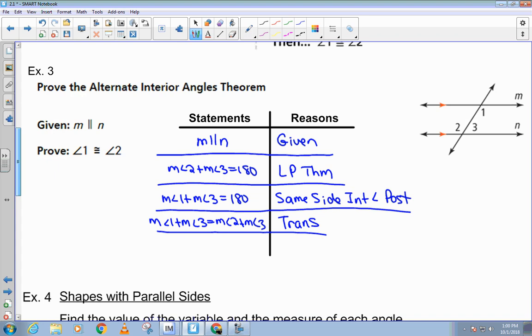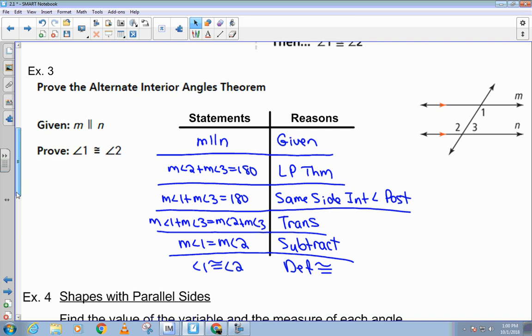So what would we do next? Subtract the measure of angle 3 from both sides. Okay? So that would give me the measure of angle 1 equals the measure of angle 2 by subtraction. Okay? And then what would I need to do? Change it. And that would be the definition of congruence.